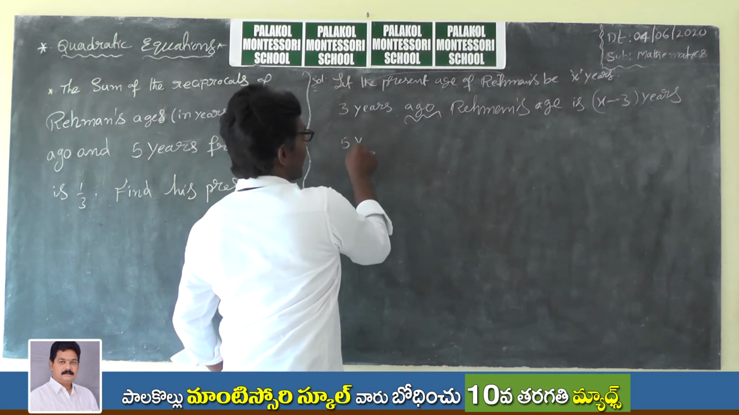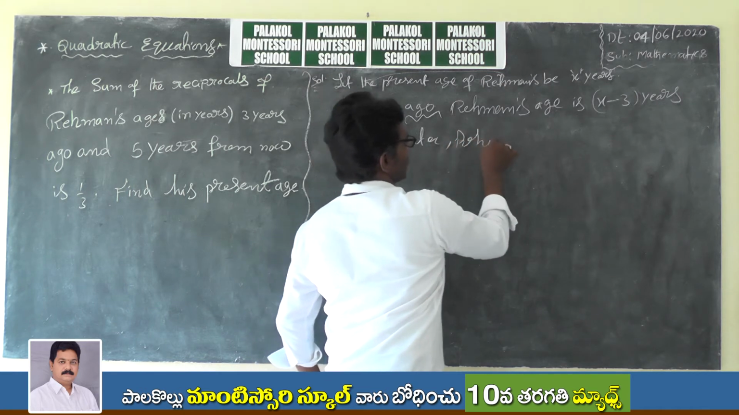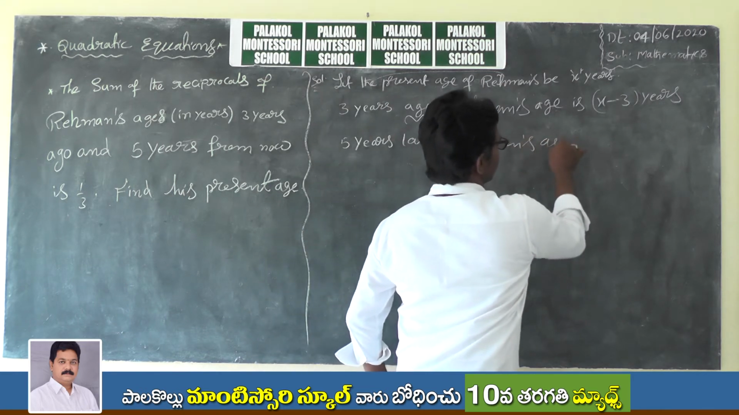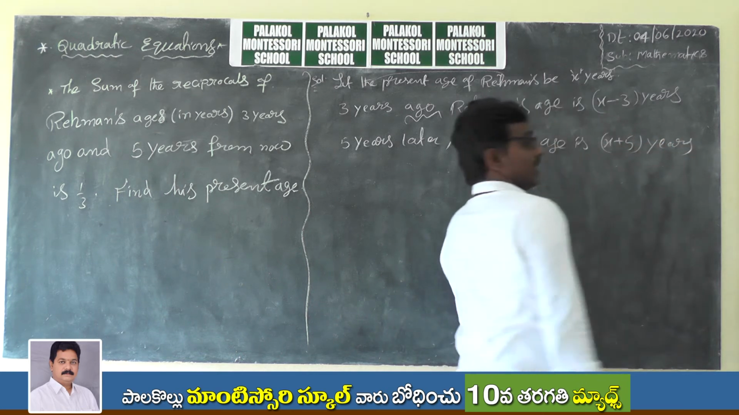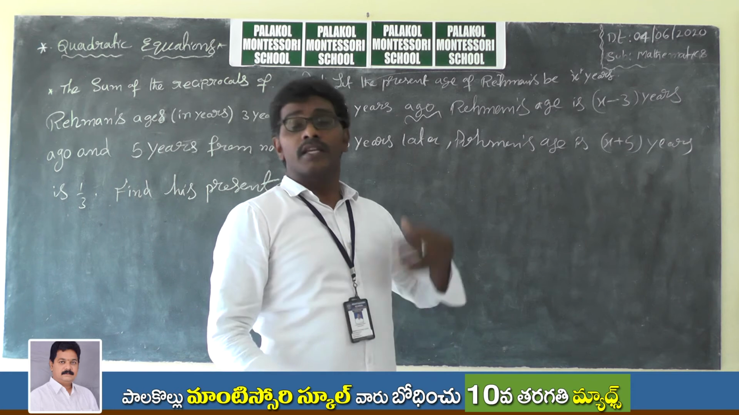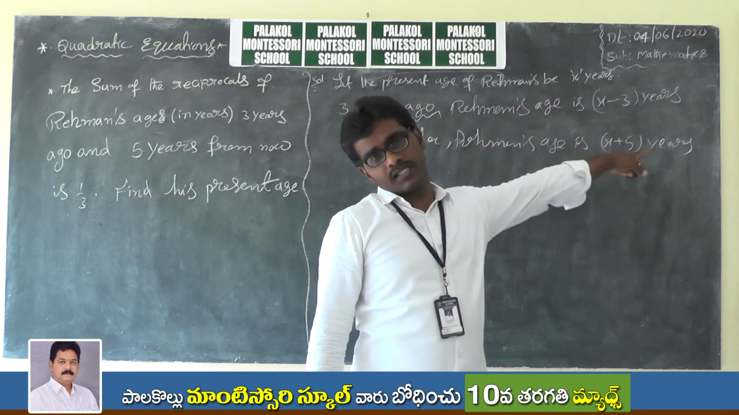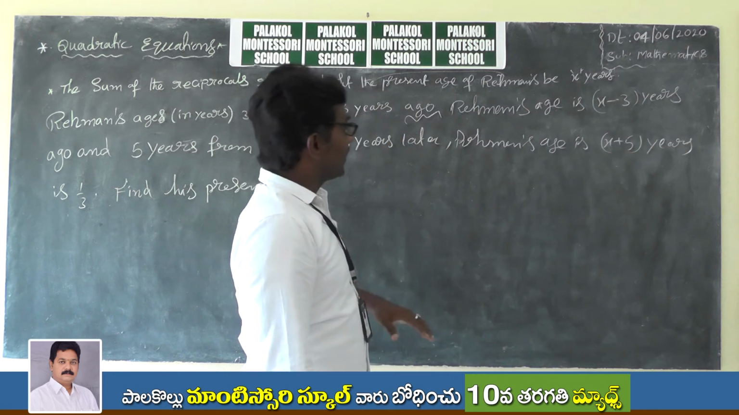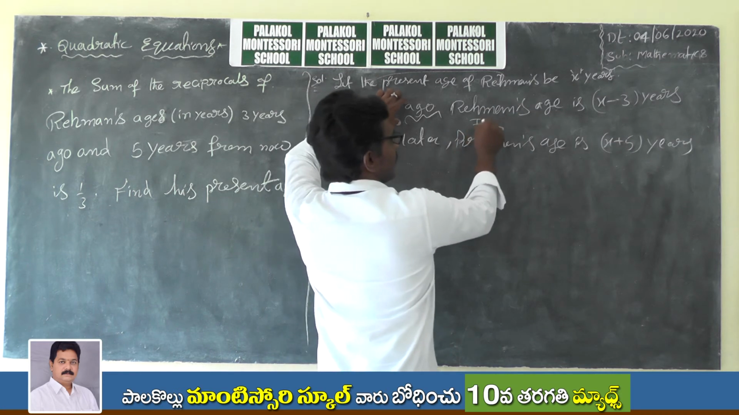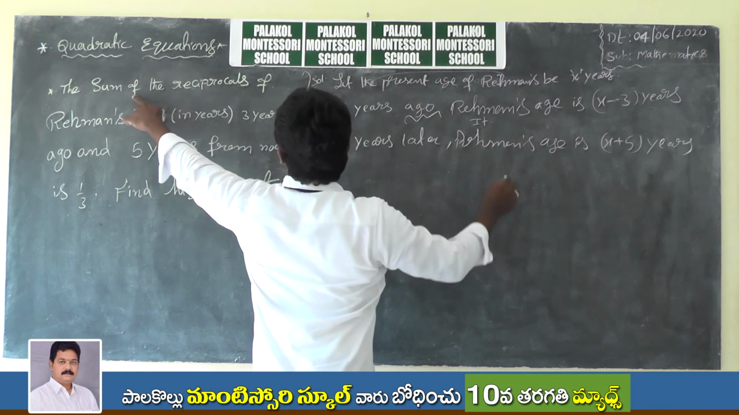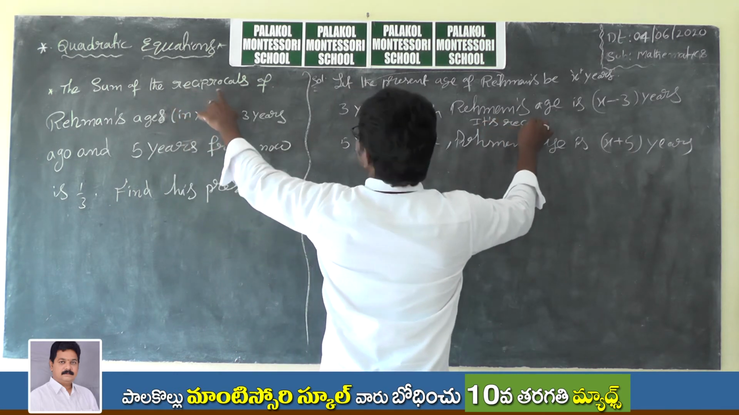Now 5 years later, Rahman's age is X plus 5 years. Why? Because later means the present age increases, so X plus 5 years. What is the reciprocal in this situation? Yes, here it gives the sum of the reciprocals. So it's a reciprocal.